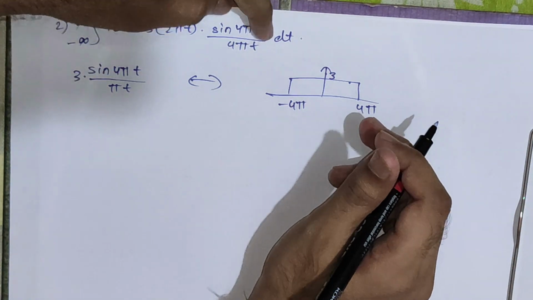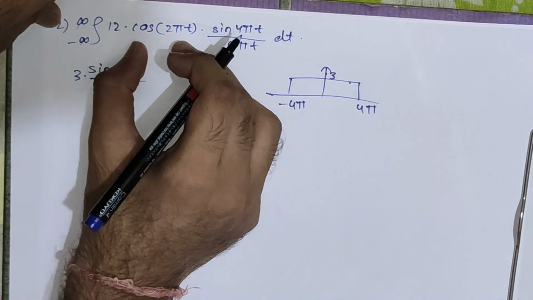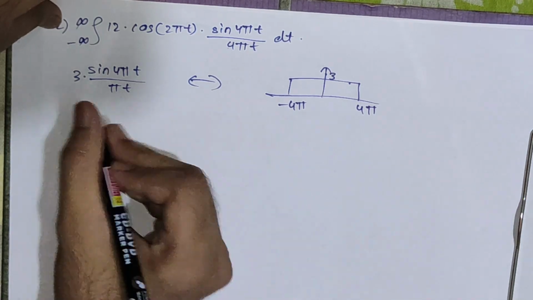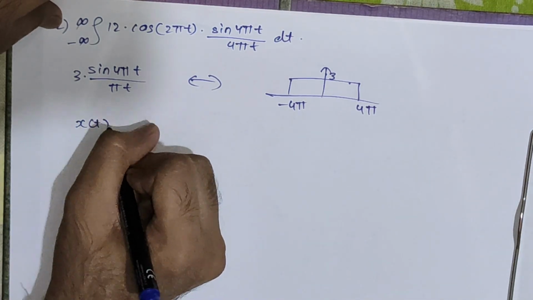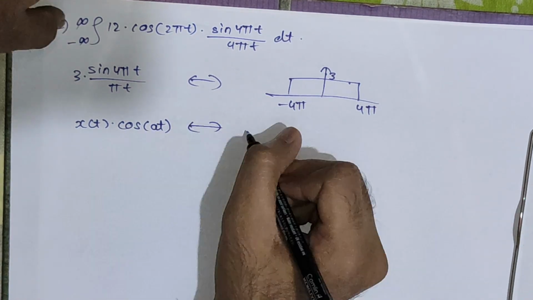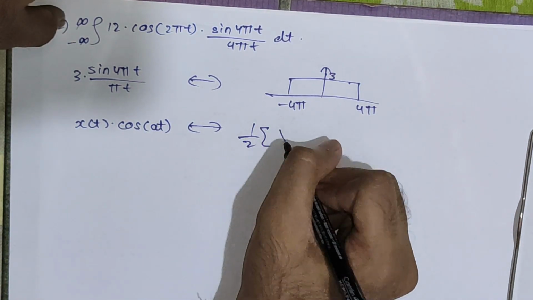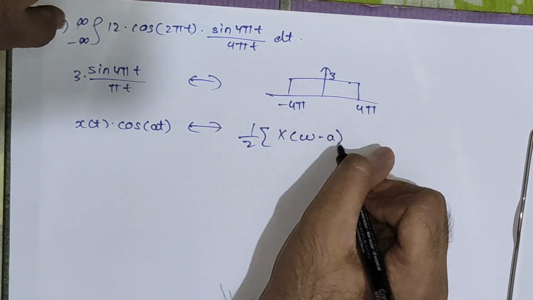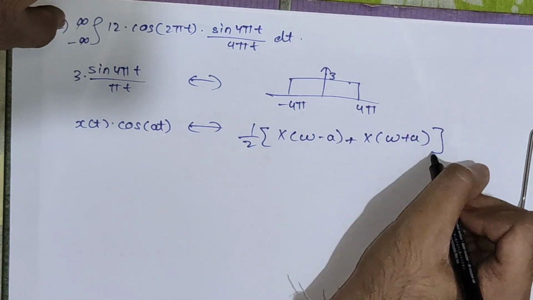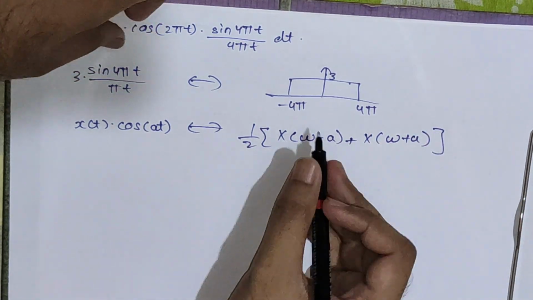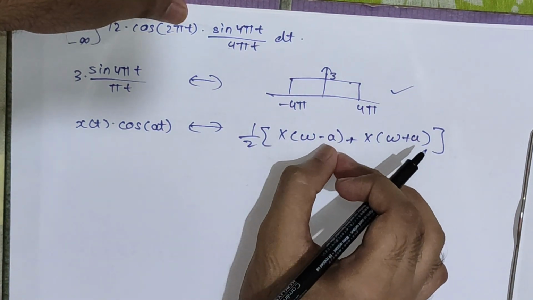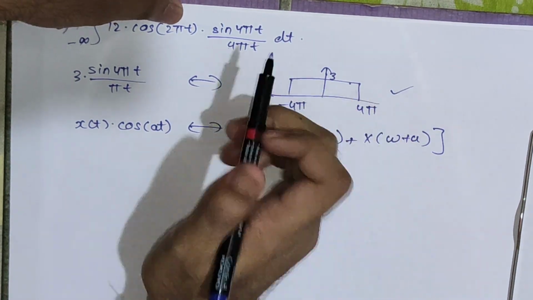So we get the Fourier transform of this function multiplied with cos 2πt, and we know one more property of Fourier transform: if x of t is multiplied with cos of at, we get the Fourier transform as 1 upon 2 times x of omega minus a plus x of omega plus a. So we are going to use the same property here. Basically we have to shift this Fourier transform by 2π.